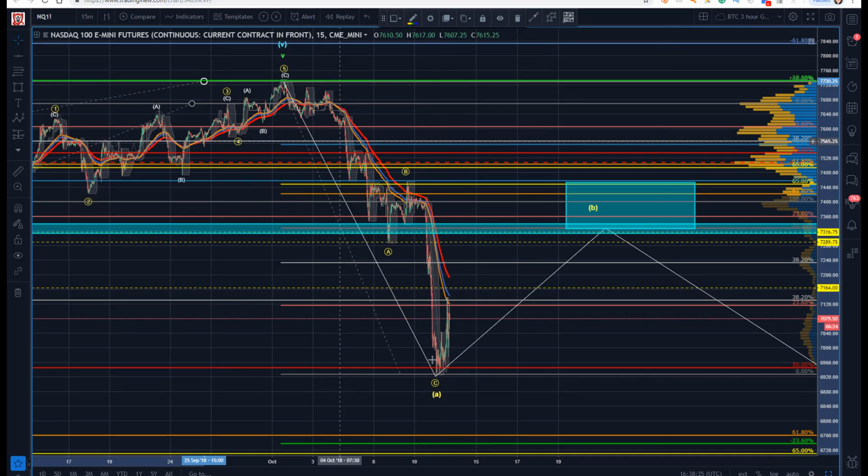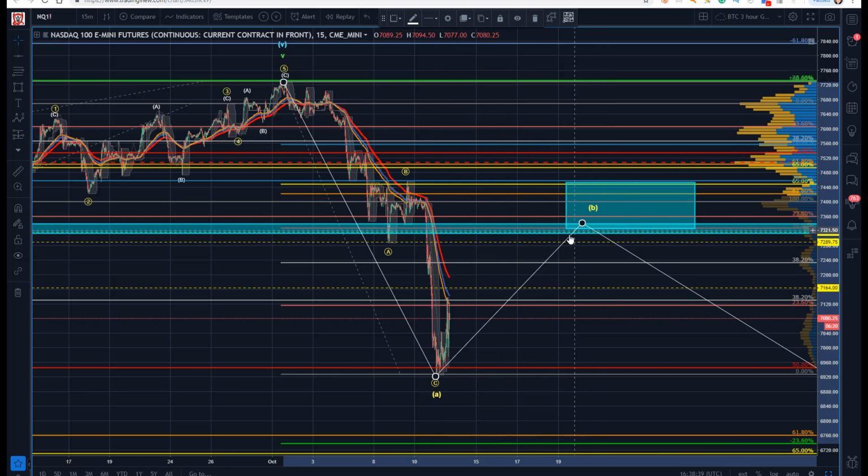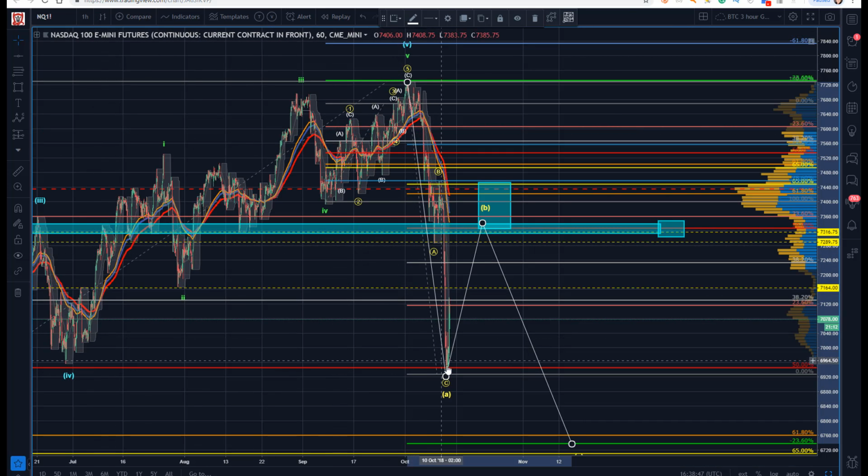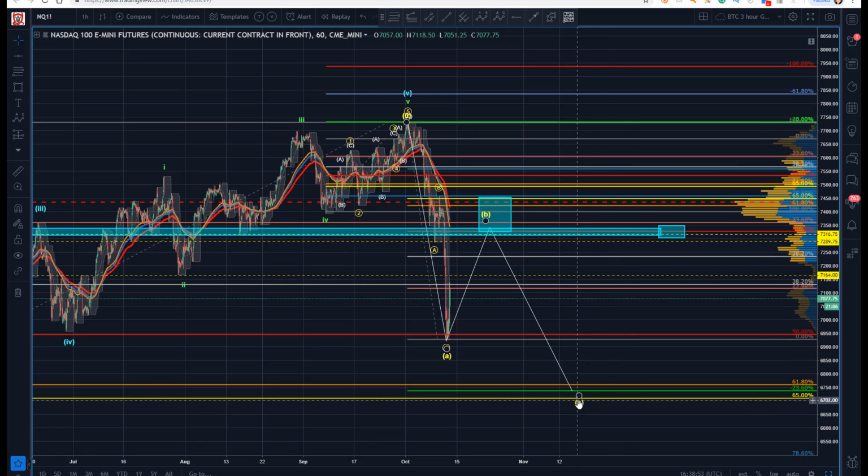Very common for the A wave to come down to the 50 and then get a reaction. So the B wave, we know the B anywhere from the 50 to the 618. So this would pretty much be a textbook case for it. Let's go back to our hour. So A wave to the 50, B wave between the 50 and the 618, then back down to target would put us at our golden zone here.